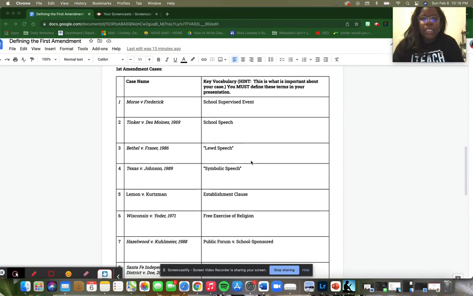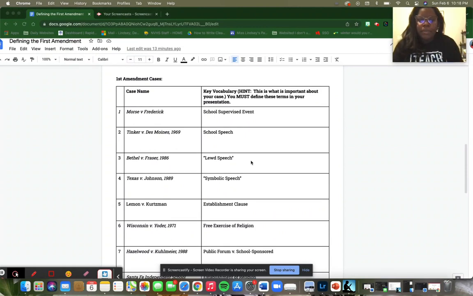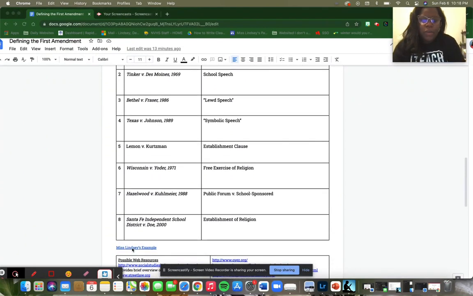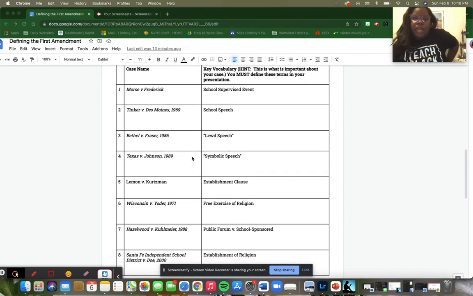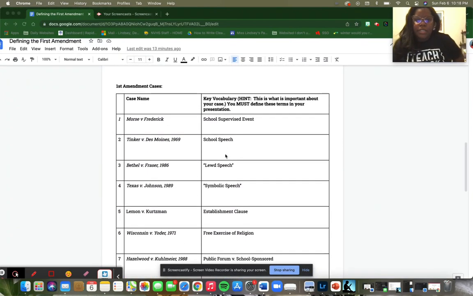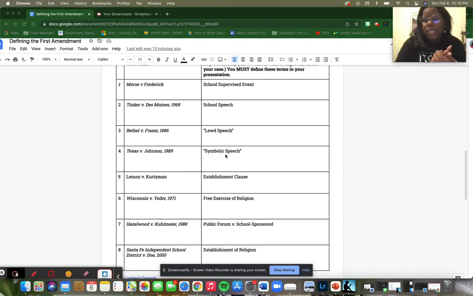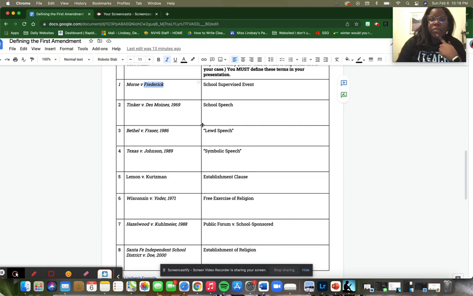These are the different cases we're going to be looking at. I do have an example below that we're going to look at, but some of the key vocabulary is listed next to each case. All right, so I'm going to give you all a number in class next time I see you, and then that's going to be your group, and then the number will also match up to the Supreme Court case you will be presenting.